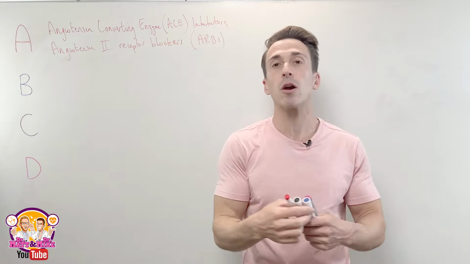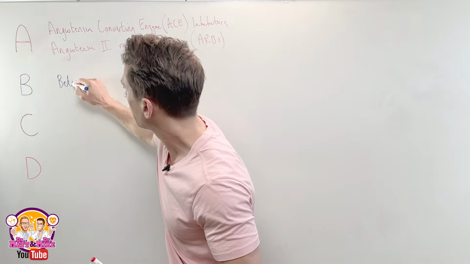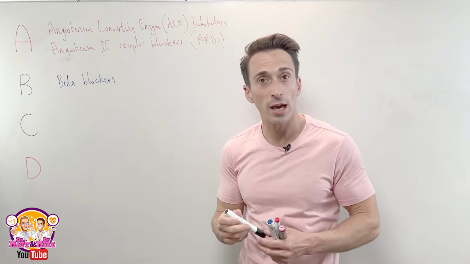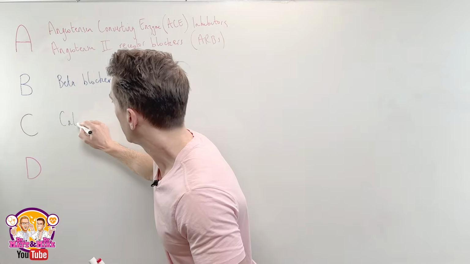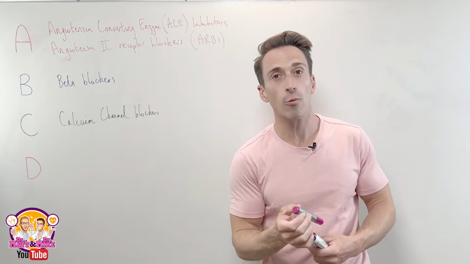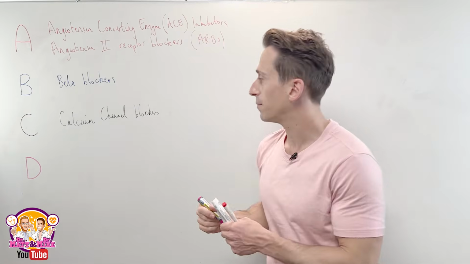The next type is going to begin with B. These are going to be the beta blockers. For C, we're looking at the calcium channel blockers. And for D, we're taking a look at the diuretics, specifically the thiazide and thiazide-like diuretics.